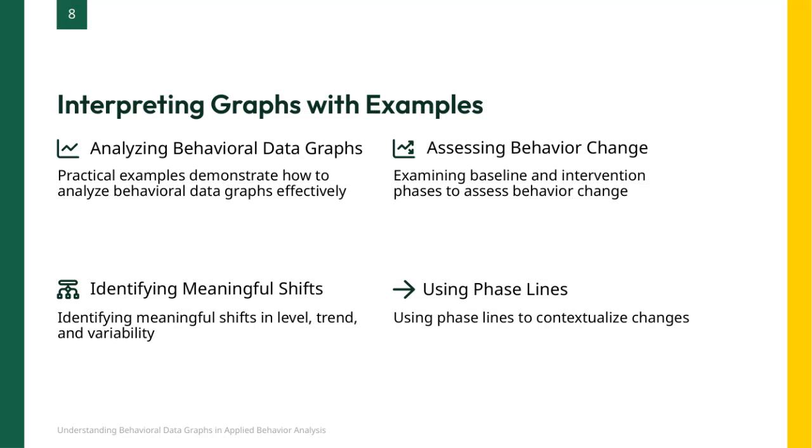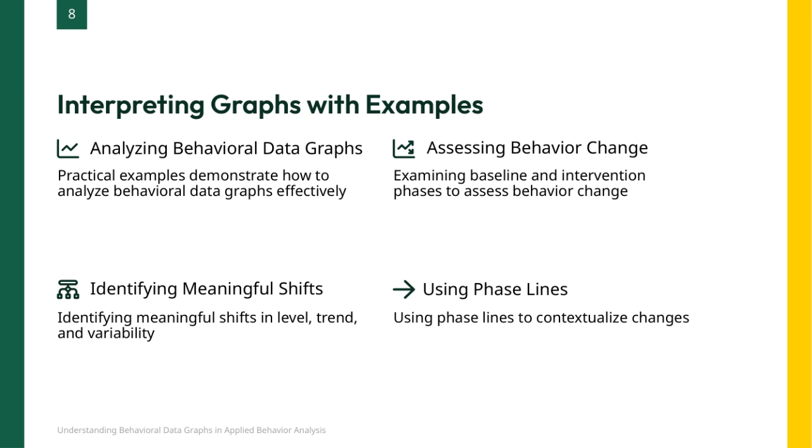Now, let's dive into how we interpret graphs with some practical examples. First, we'll look at behavioral data graphs and explore effective ways to analyze them. It's important to focus on the baseline and intervention phases because comparing these helps us assess whether any meaningful behavior change has occurred. As we examine the data, we need to identify shifts in level, trend, and variability. These are key indicators that tell us that the behavior is truly changing.